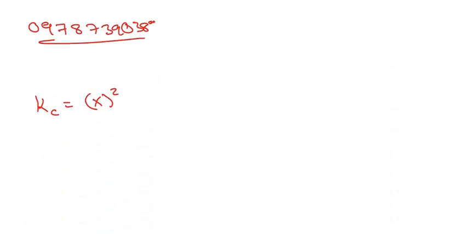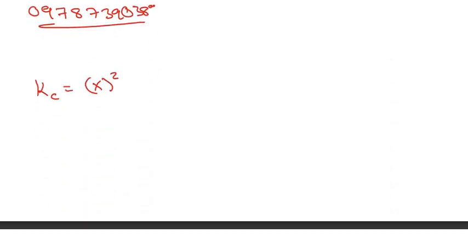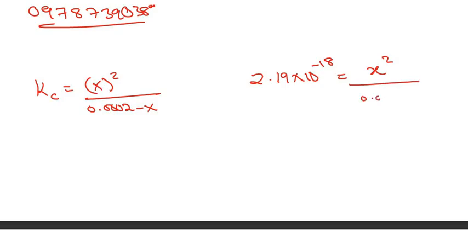Now, the Kc value is so small that we can ignore something. The down part is simply 0.002 minus x. The Kc we're told there is 2.19 times 10 to the power negative 18, equal to x squared over 0.002 minus x. So we're going to carry out an assumption. Assume that 0.002 minus x is the same as 0.002.